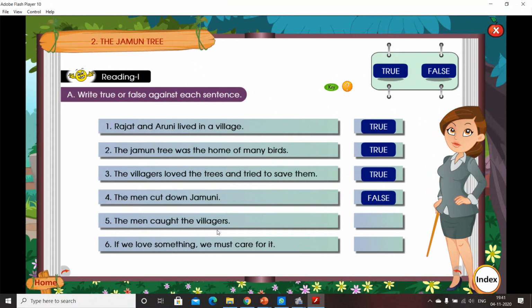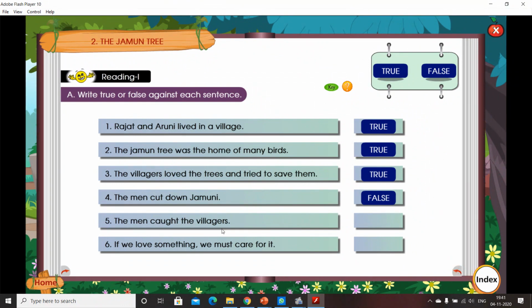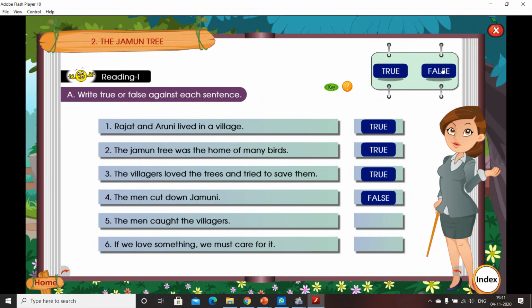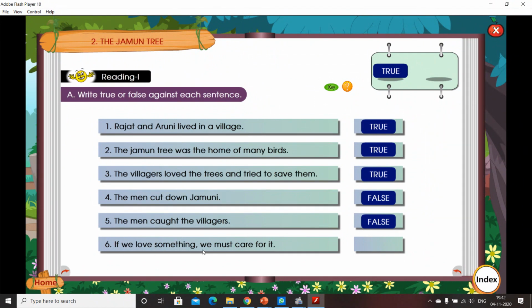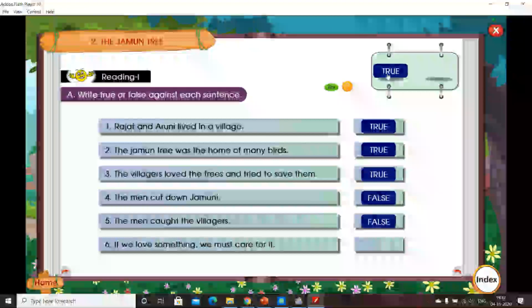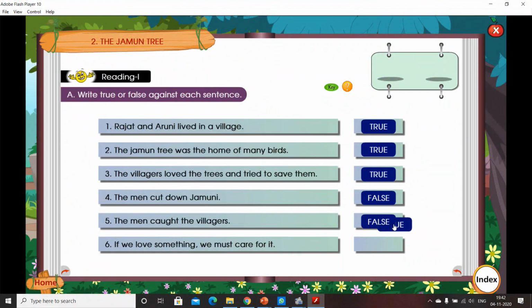The men caught the villagers. Oh, no. They were about to catch them, but they ran off. If we love something, we must care for it. Yes. If we love the trees, we have to save them and we have to take care of them.